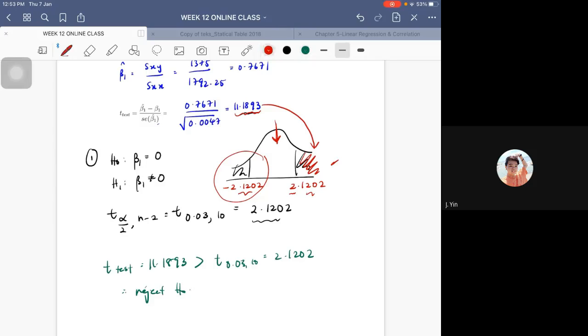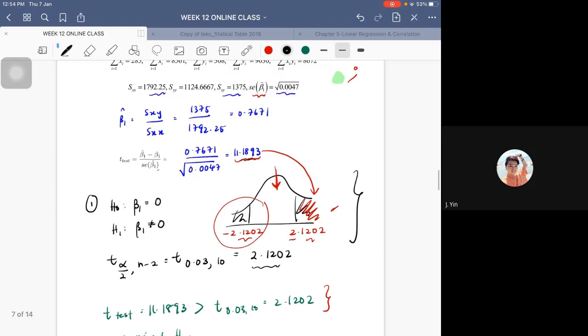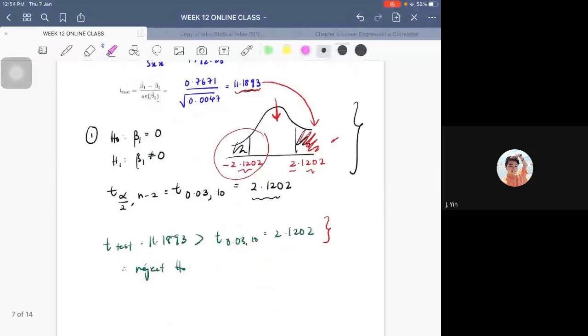So you have two ways. Either you write it in terms of this inequality, or you can write it in terms of this sketching right here, referring to the sketching and where your value falls. You don't have to do both, just pick any one of them. For this case, we are going to reject H null. What does rejecting H null mean? It means that our alternative is going to be true, that beta 1 is not equal to 0. Our gradient is not equal to 0.